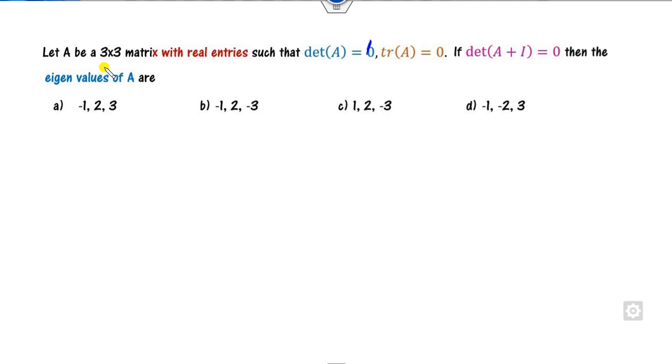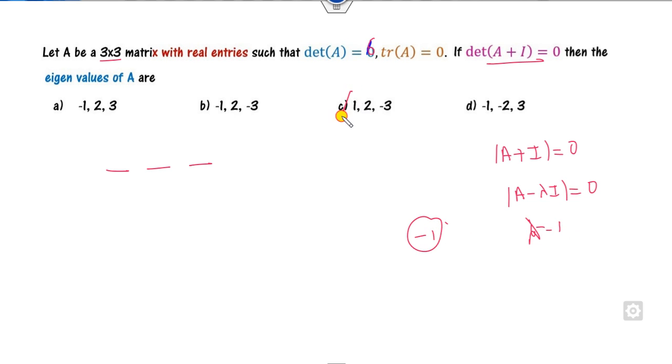Okay, so again A is a 3 by 3 matrix. The determinant will be 6. The trace will be 0. The determinant of A plus I is 0. I can compare them. So what is lambda? Minus 1 is one of the eigenvalues. This is cancelled out, the rest are there. The determinant is 6. This is minus 6, cancel out. This is plus 6, this is plus 6. Trace will not be 0. Trace is 0. So the right answer is D.